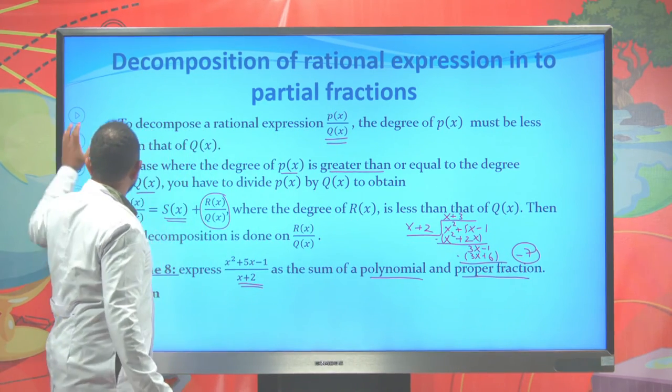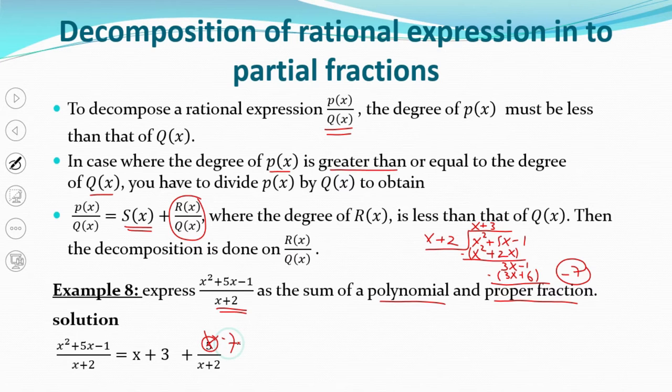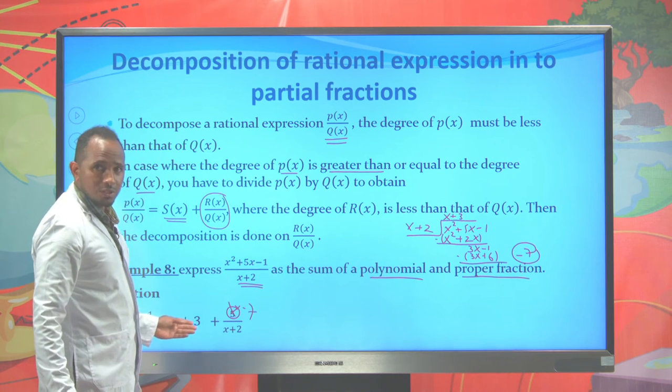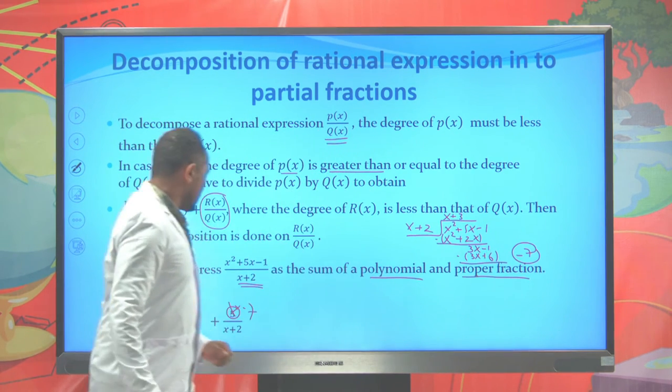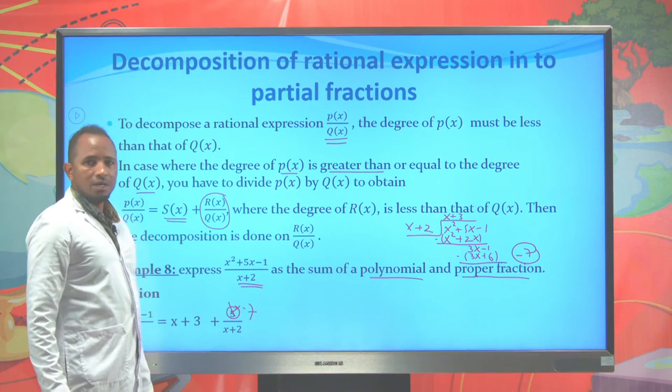So here you have this one. x squared plus 5x minus 2 divided by x plus 2 gives you x plus 3 plus negative 7 over x plus 2. The quotient is x plus 3, and the remainder here is minus 7, therefore we have minus 7 over x plus 2.